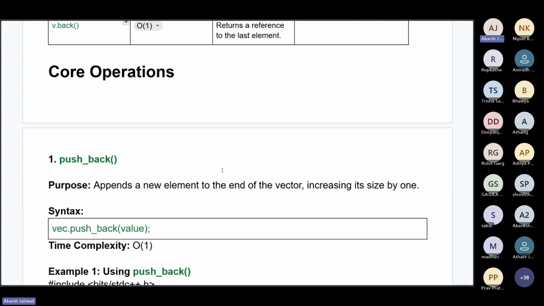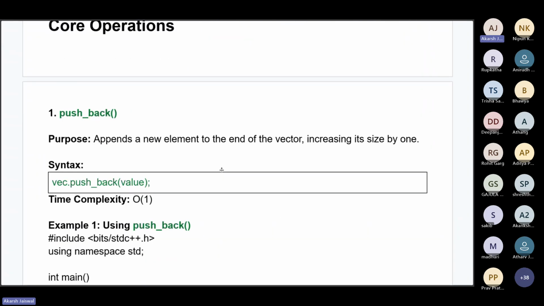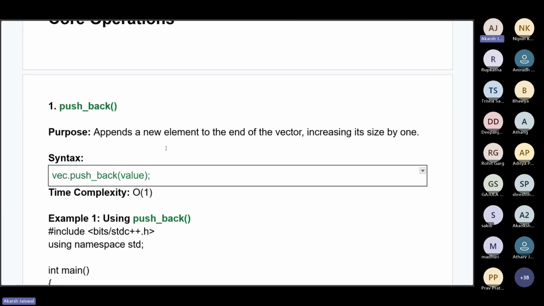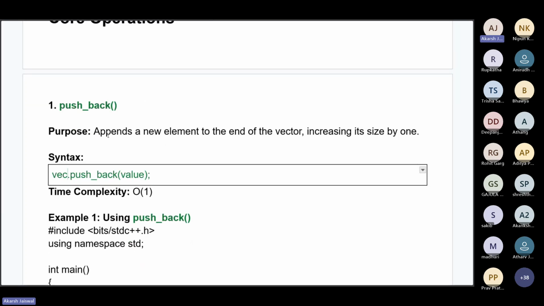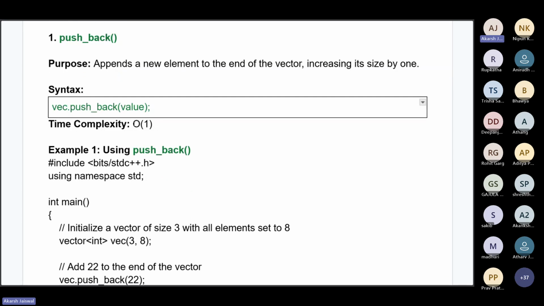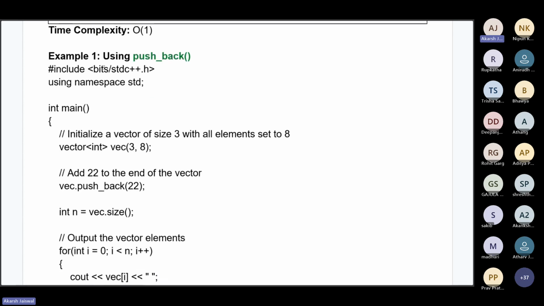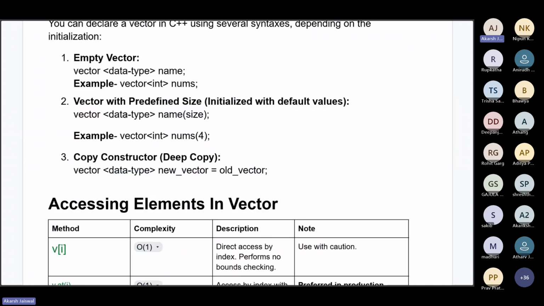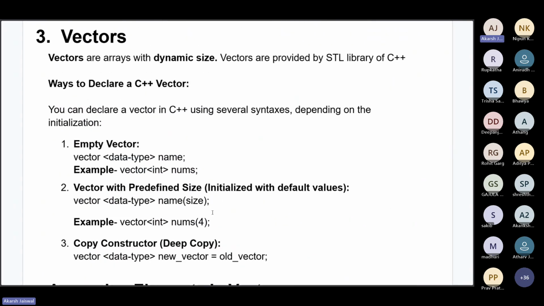Okay, so let's look at some operations we can perform on the vector. Suppose we defined a vector named vec, so we can perform the following operations on it. The first is push_back. It appends a new element to the end of the vector, increasing its size by 1, and it has O(1) time complexity. We learned about time complexity earlier. We learned how to define a vector of any size here.